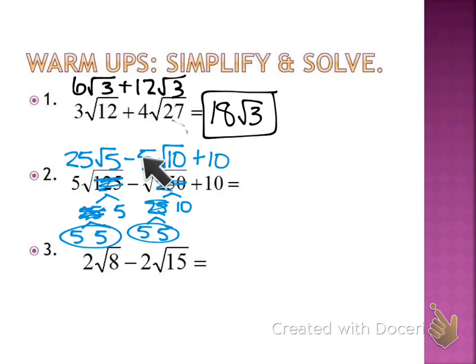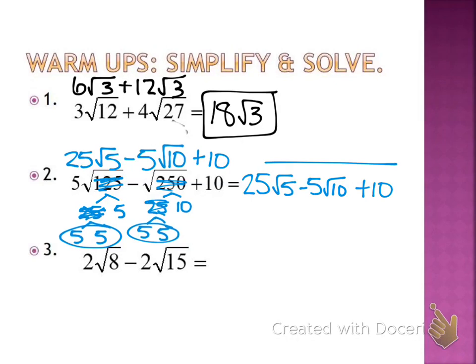None of these radicals match. The 10 back here doesn't even have a radical. So this up here that we rewrote, that's our answer. 25 root 5 minus 5 root 10 plus 10. That's as simple as it gets. There is nothing that we can combine. Questions about it?